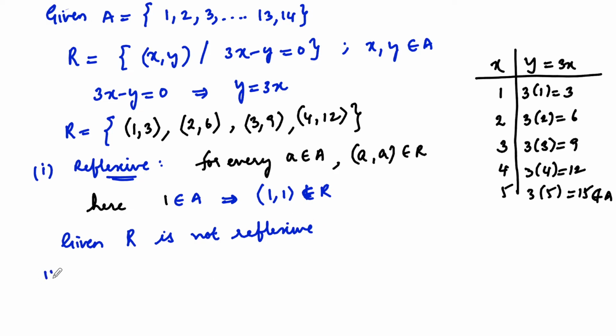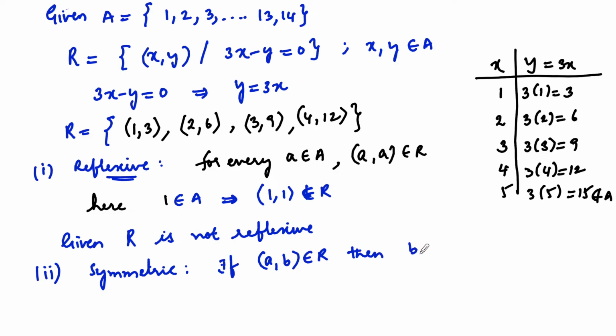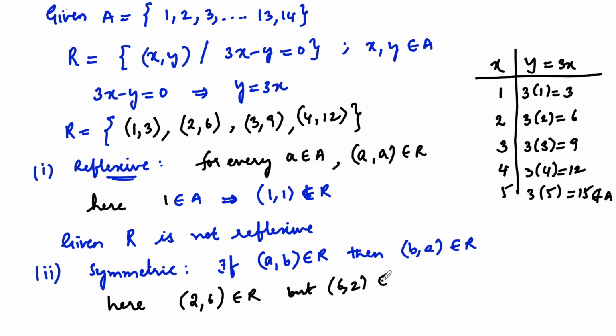And let us check for symmetric. The condition for symmetric is, if (a, b) belongs to the relation R, then (b, a) must belong to the relation R. So here in the relation R, say (2, 6) belongs to the relation R, but we don't find (6, 2) in the relation. (6, 2) does not belong to R, and hence we can say here R is not symmetric.